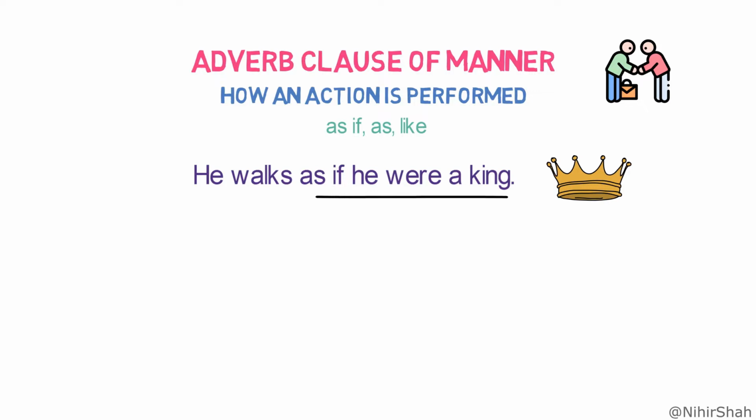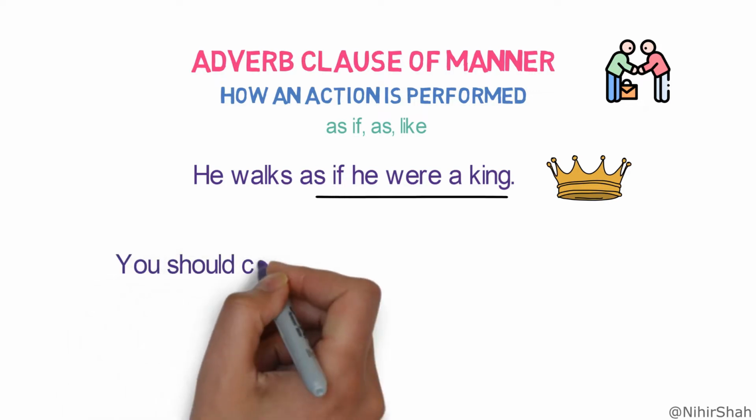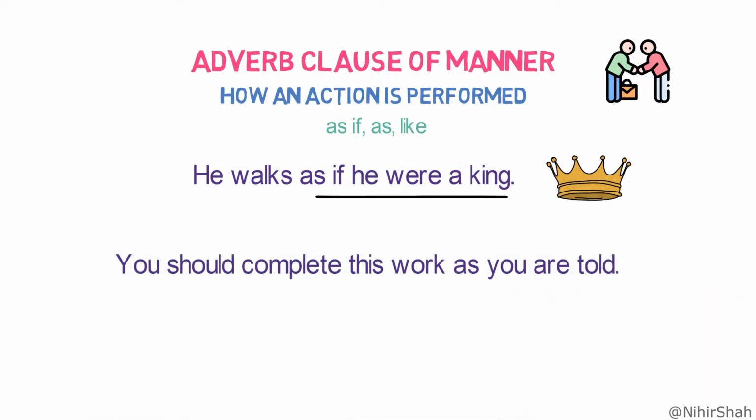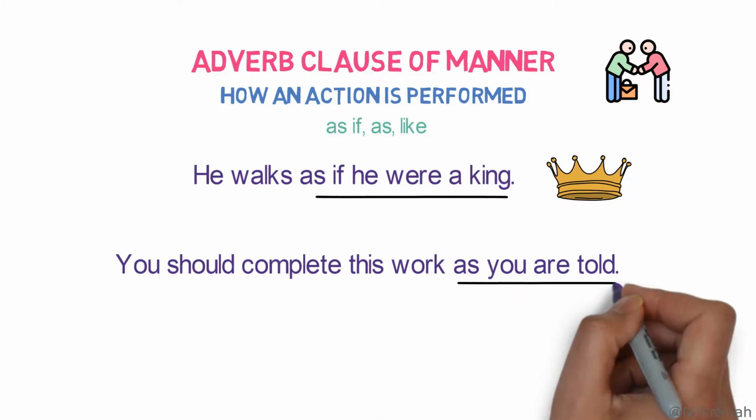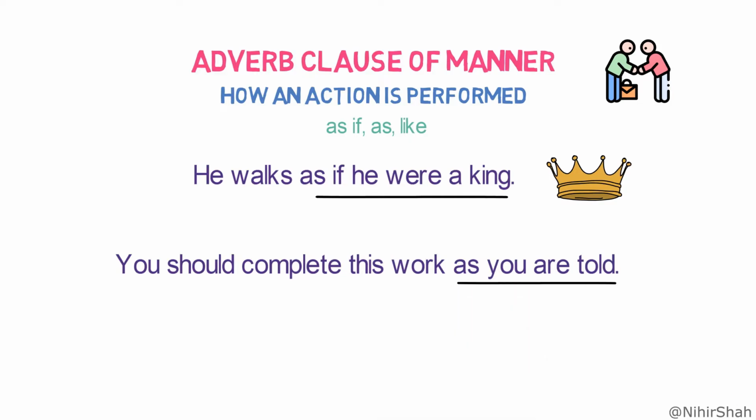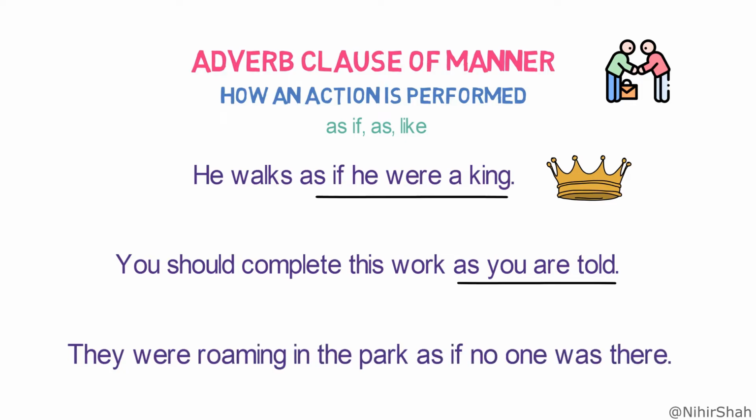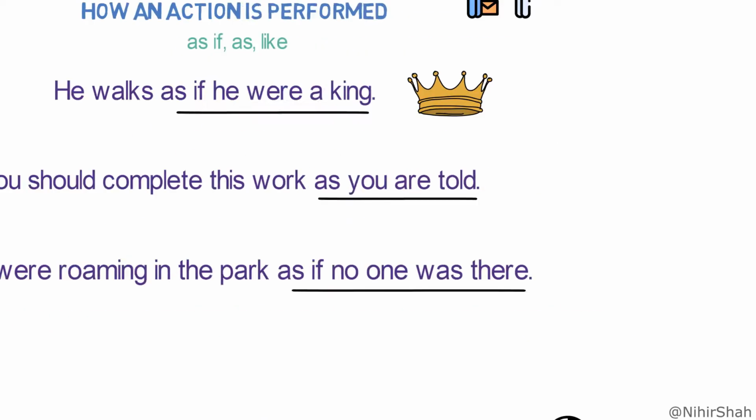Some more examples of it could be, you should complete this work as you are told. Here, as you are told is an adverb clause of manner. They were roaming in the park as if no one was there. Here, as if no one was there is an adverb clause of manner. Now, let's look into the last type of adverb clause.